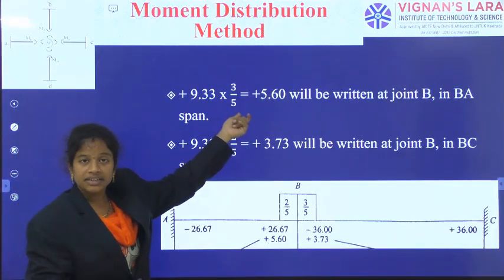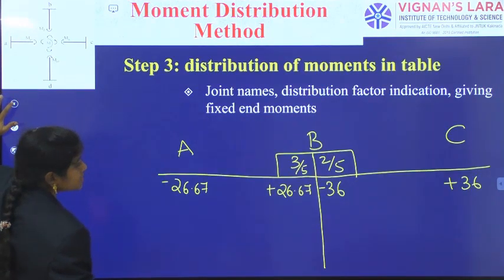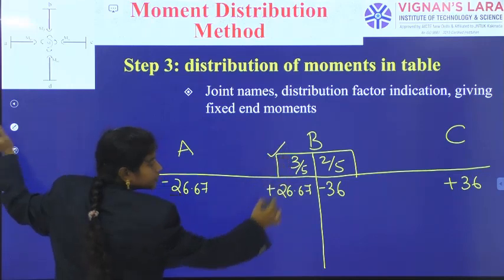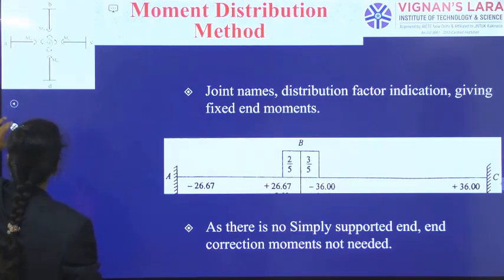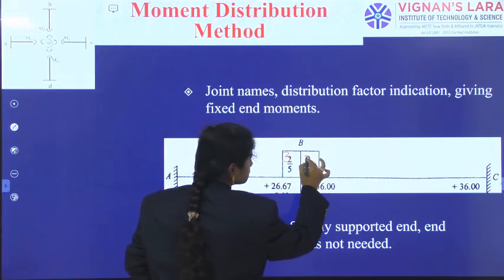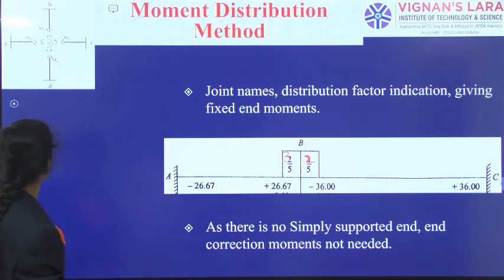Now plus 9.33 into 3 by 5. Observe here, this table has some mistake while printing. The distribution factor for B towards A is 3 by 5 and for B towards C it is 2 by 5. From the starting itself they are writing 2 and 3. So this is 3 by 5 and the next one is 2 by 5.